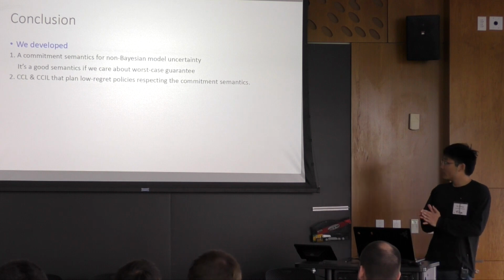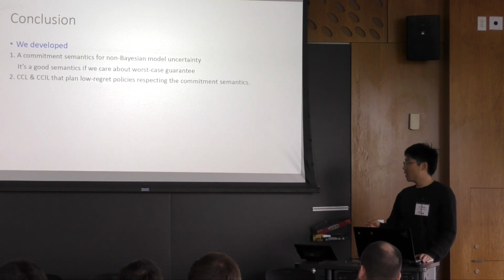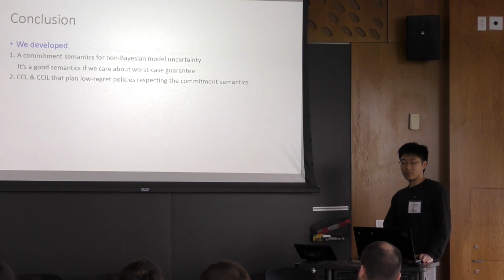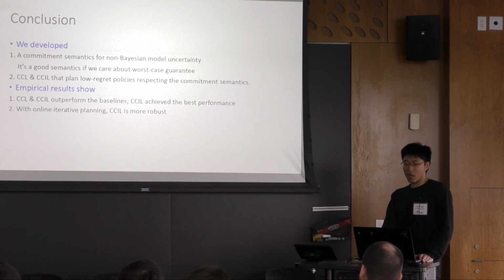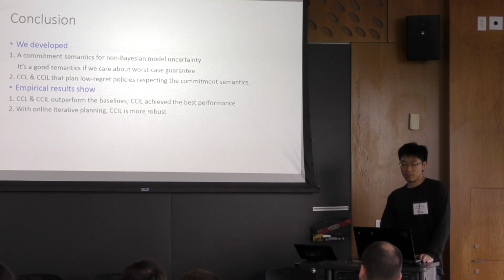To conclude, we developed commitment semantics for non-Bayesian uncertainty. It's a good semantics if we care about worst case guarantees. We provide two algorithms, CCL and CCIL, that plan low regret policies respecting those semantics. Our empirical results show that they both outperform the baselines, and CCIL is slightly better, is more robust to the look-ahead hyperparameter, and can achieve the best performance in our empirical results.